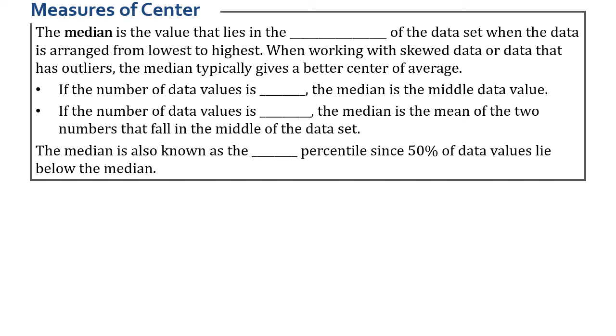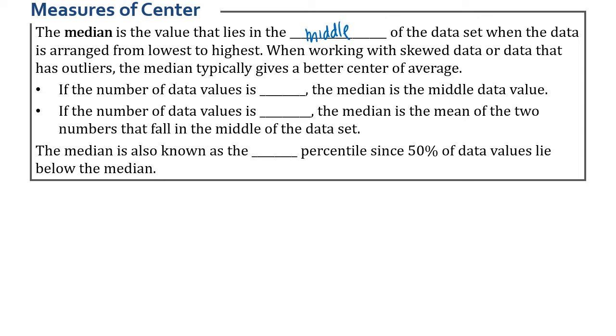The median is the value that lies in the middle of the data set when the data is arranged from lowest to highest. When working with skewed data or data that has outliers, the median typically gives a better center of average. I believe I already said that, but we're going to say it again just to make sure you've got that. So with symmetric data, the mean is usually better to use for the average, but with data that has outliers or skewed data, the median is better.